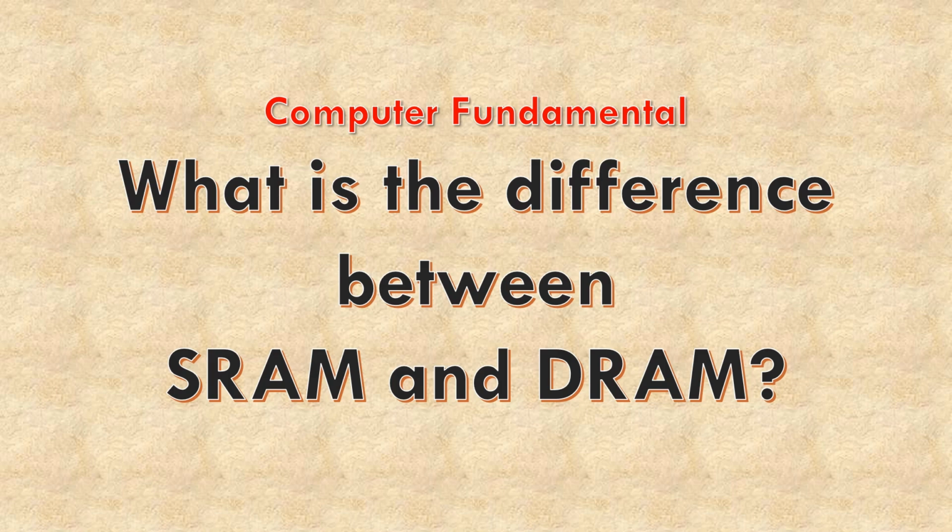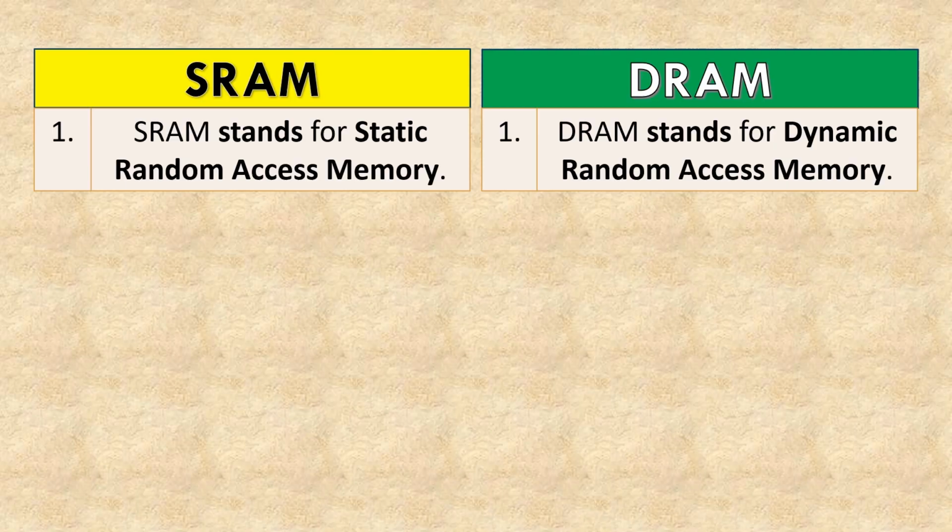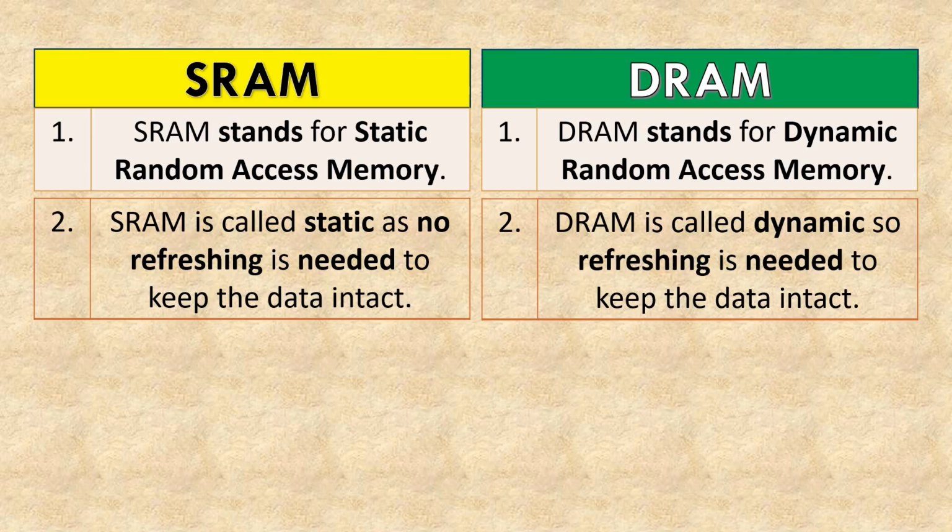In this video, we will discuss the difference between SRAM and DRAM. SRAM stands for Static Random Access Memory. DRAM stands for Dynamic Random Access Memory. SRAM is called static as no refreshing is needed to keep the data intact. DRAM is called dynamic, so refreshing is needed to keep the data intact.